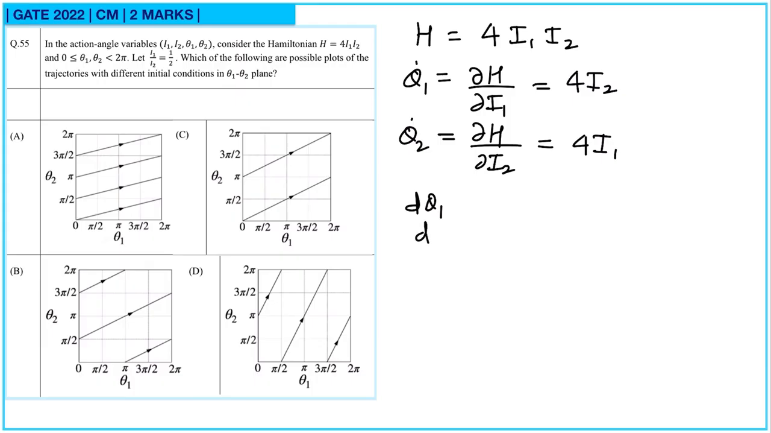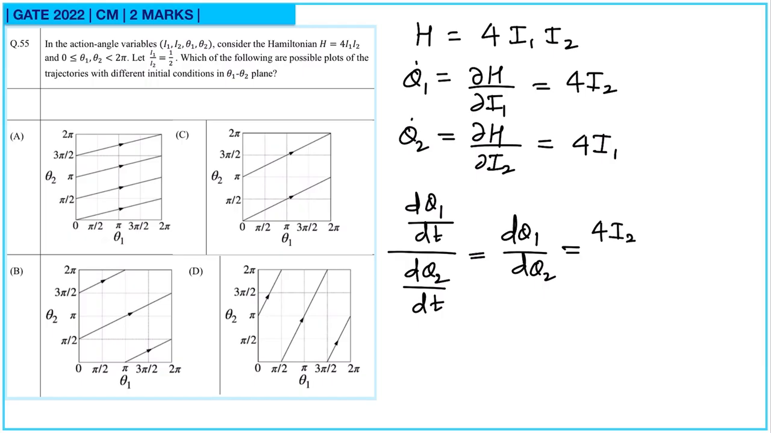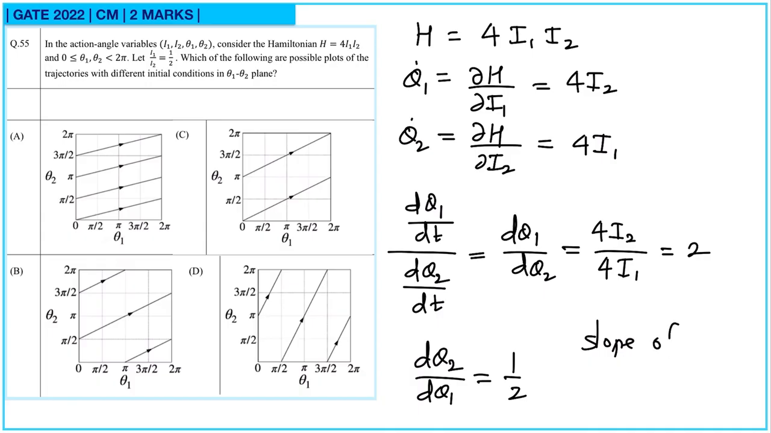So d theta1 by dt upon d theta2 by dt, which is equal to d theta1 by d theta2, is equal to 4 I2 upon 4 I1. So 4 will cancel and I2 by I1 is 2. So if we plot a graph of theta2 versus theta1, then it is 1 by 2. So the slope of theta2 versus theta1 graph should be half.